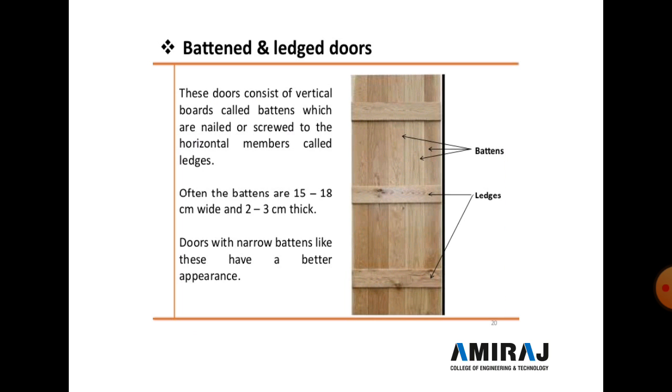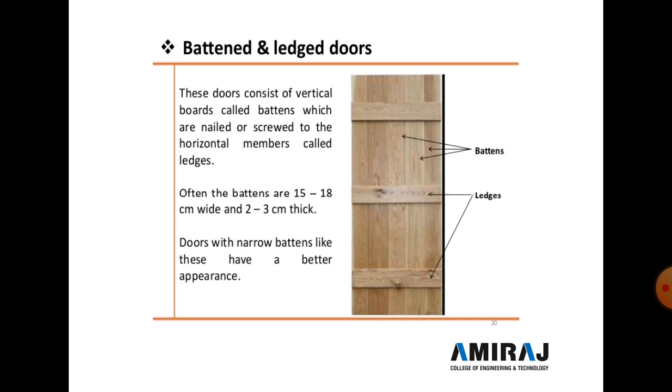Now next type of the door is the batten and ledge door. So here vertical and horizontal members are provided, or a plank is provided, and all the planks are fixed. So this door consists of a vertical board called a batten, which are nailed or screwed with a horizontal member called a ledge, is known as a batten and ledge door.